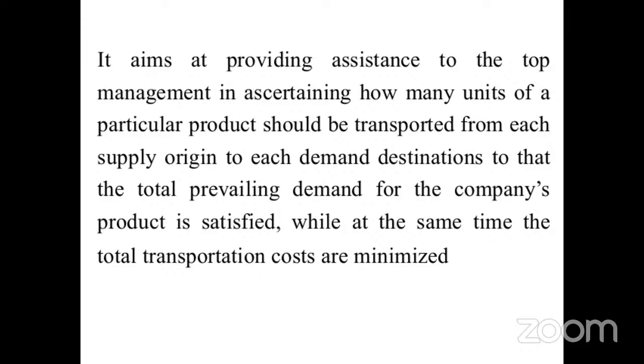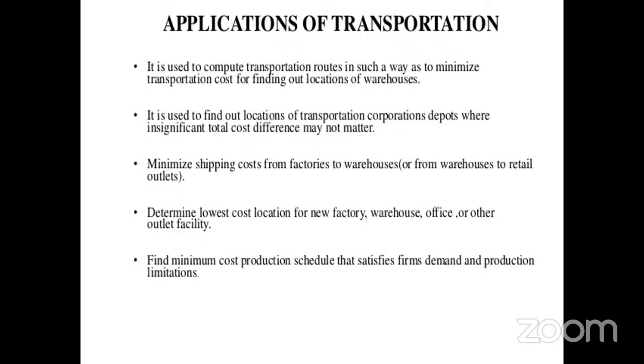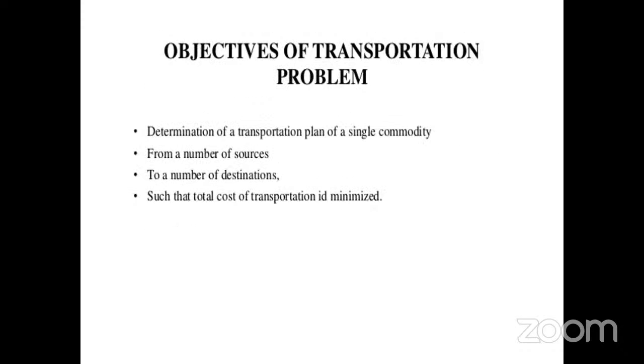Are you getting my point? Is that clear? So all the things whatever we discussed about the theory are for reading purposes, to give the answers if they ask you about the theory. Aim or objective is the same thing we can say: determination of a transportation plan of a single commodity from a number of sources to a number of destinations such that the total cost of transportation is minimized.